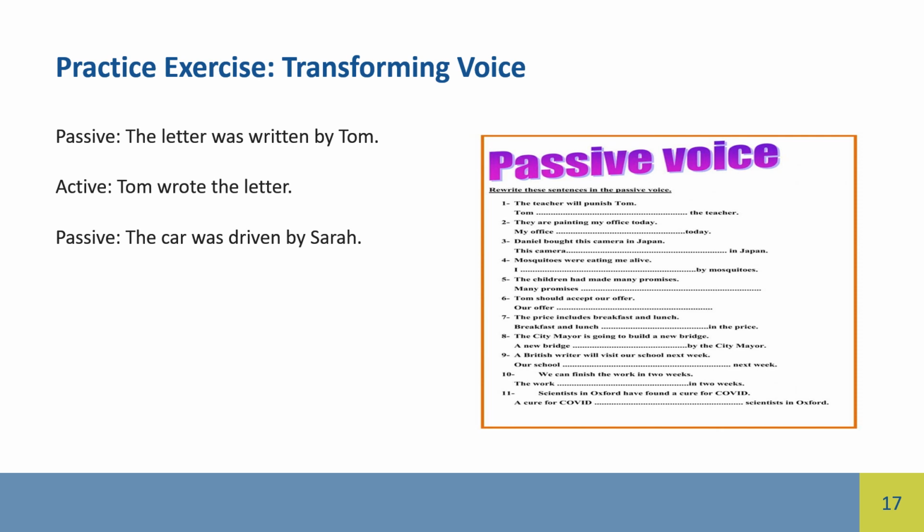Transforming the voice. The letter was written by Tom. It is in passive voice. And we can say in active voice, Tom wrote the letter. And the passive voice, the car was driven by Sarah.